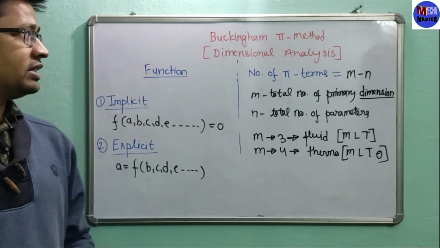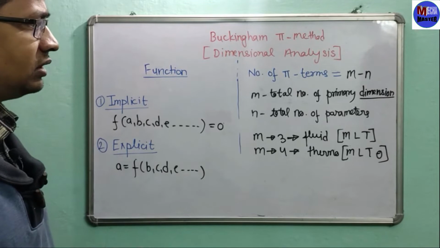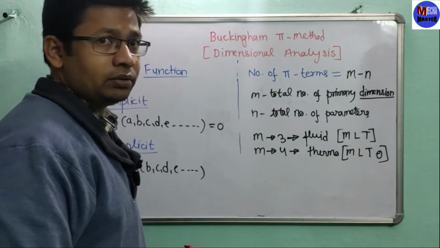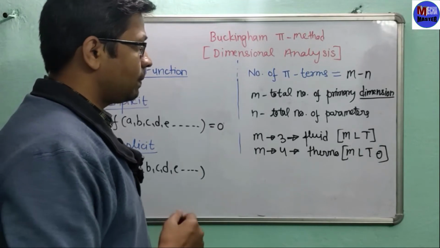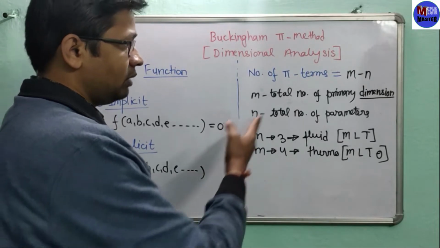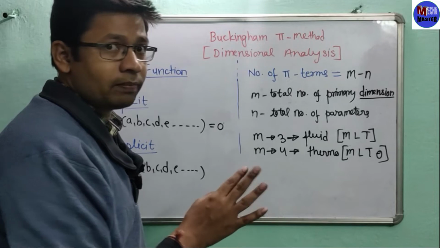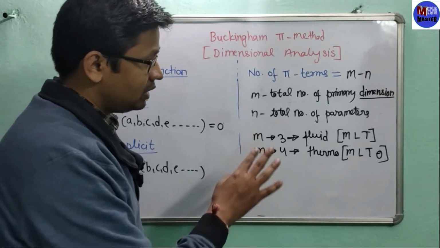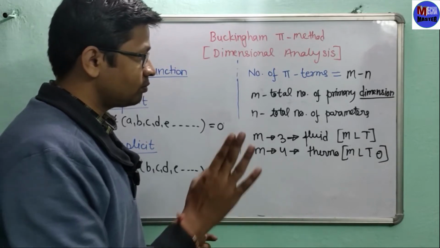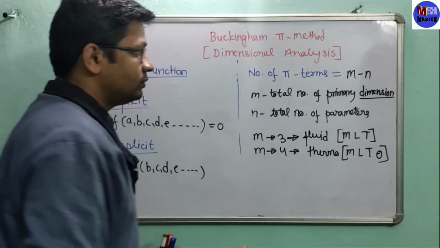Hello and welcome again. In this lecture, I am going to tell you something about the Buckingham pi theorem. Basically, I will tell you some shortcuts related to the repeated variable that will be used. Here, number of pi terms will be m minus n, where m is the primary dimensions. And in fluid mechanics, there are three primary dimensions, that is mass, length, and time. But in thermodynamics, there are 4 primary dimensions, that is mass, length, time, and temperature.